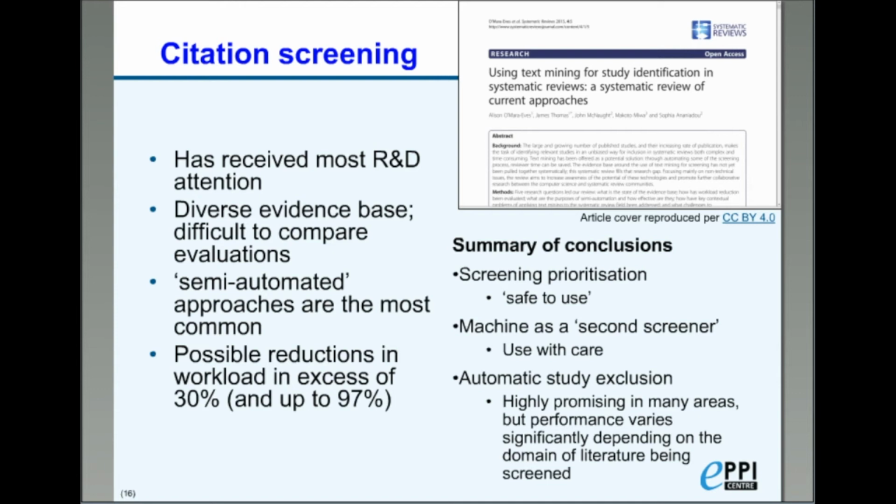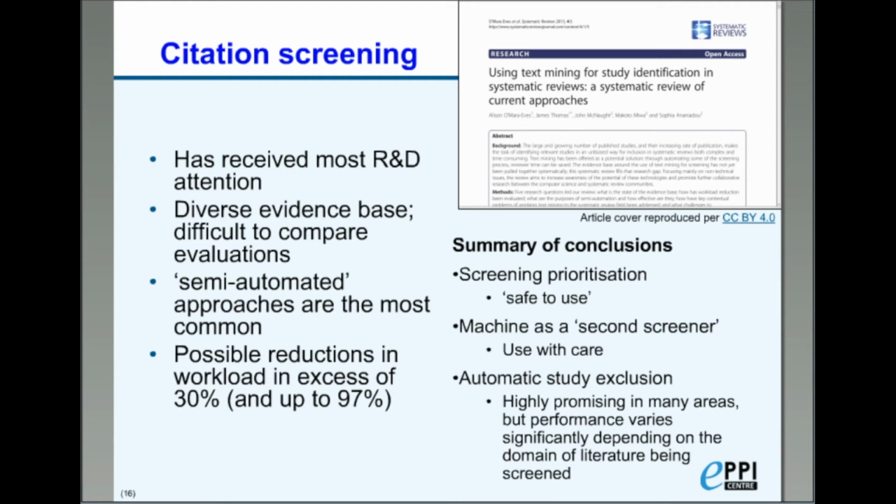And we've also found that you can use these tools in a number of different ways. On the right there, I've got the summary of the conclusions we came to. And the first one was screening prioritization, which is really using these tools to identify the most relevant studies at the beginning of the screening process. And I'll talk about that a bit in a moment.